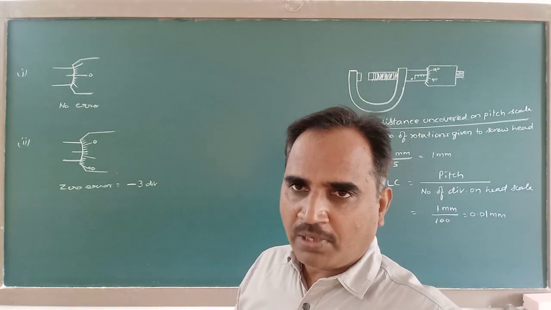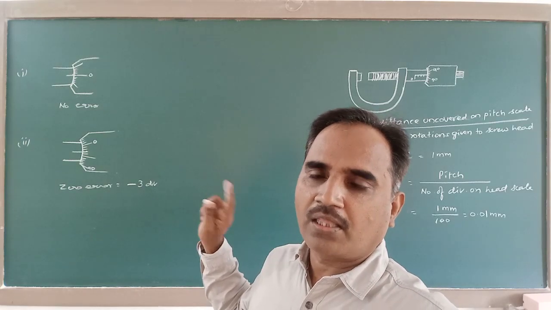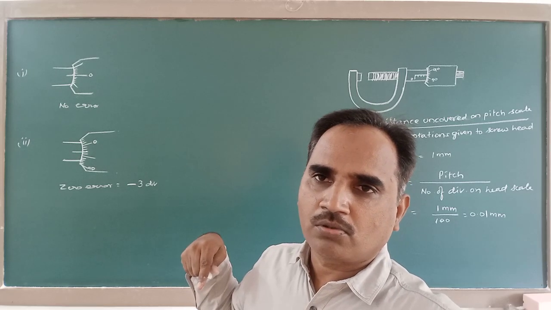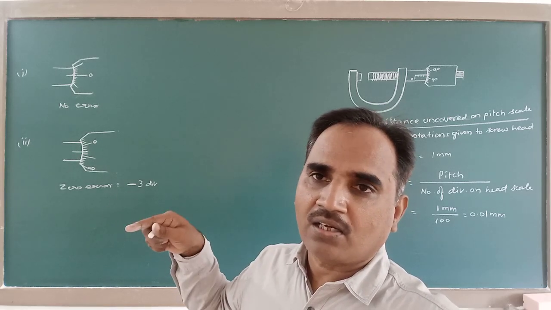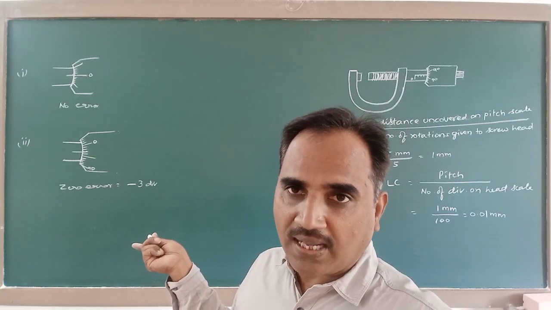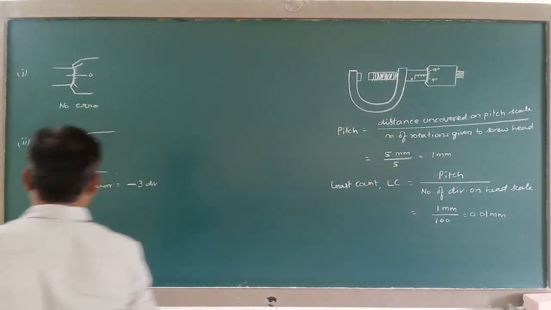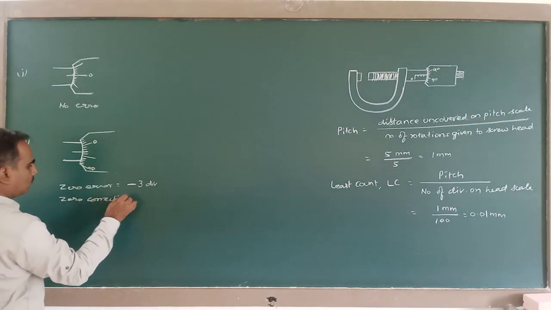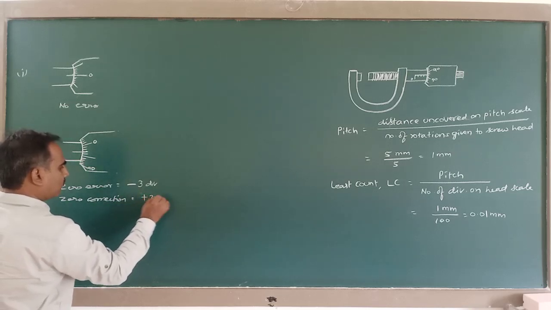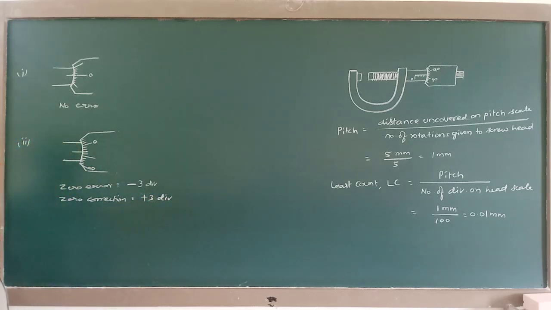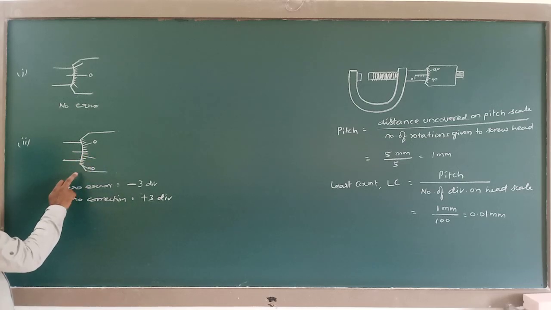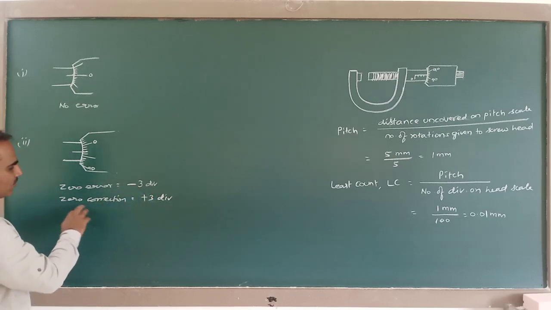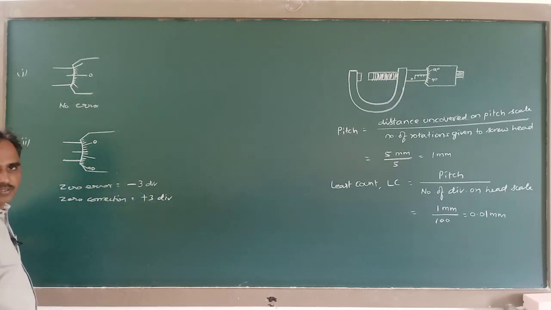When you take measurement with such an instrument, that measurement will be less by 3 divisions. So in order to get the correct reading, you have to add 3 divisions. That is called zero correction. It is a plus 3 division. So this type of error is called negative error. This is a minus 3 division, so the corresponding correction is plus 3 divisions.